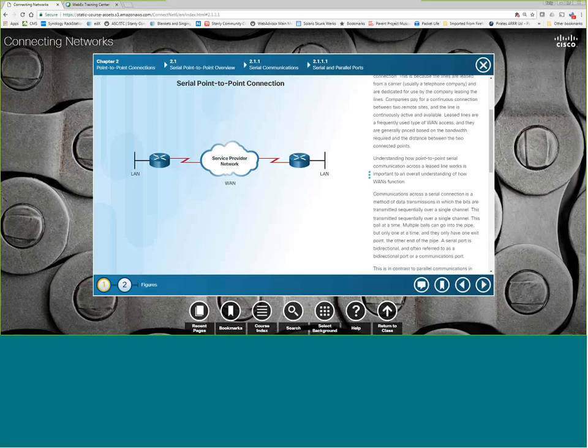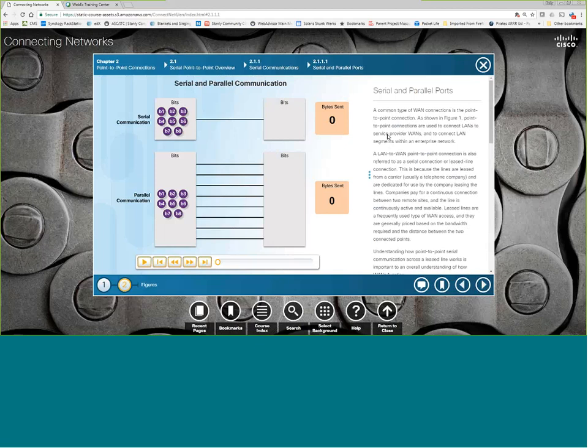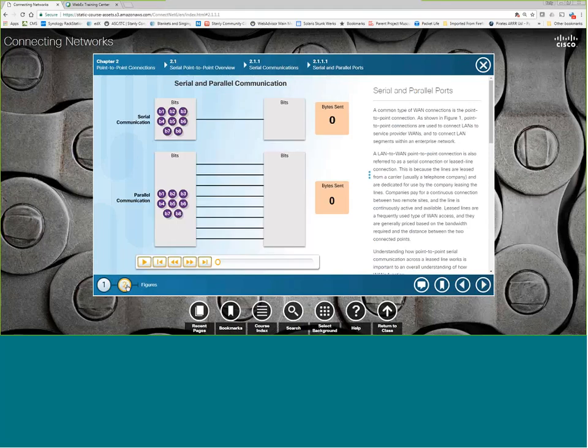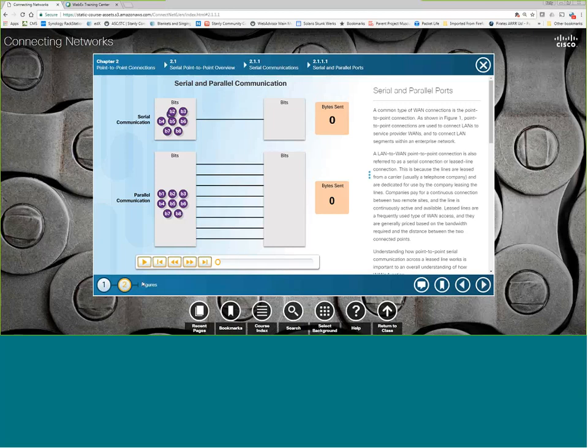The thing they talk a little bit about here are the differences between serial and parallel connections. When you look at a serial connection, which is what these links typically are, they're serial connections, not parallel, they send a single piece of information at a time, whereas on a parallel communication, you can have multiple channels and you can send up to however many channels you have amount of information.